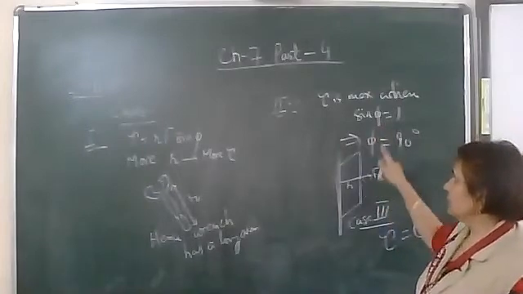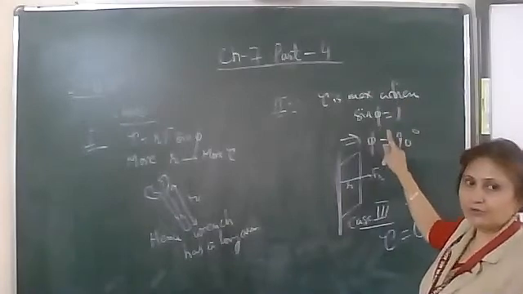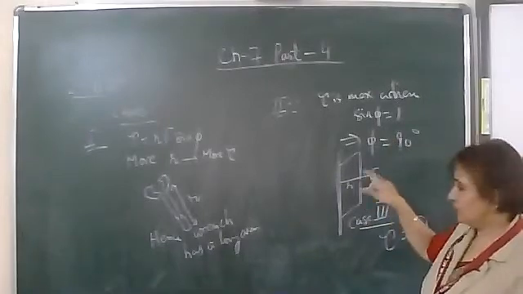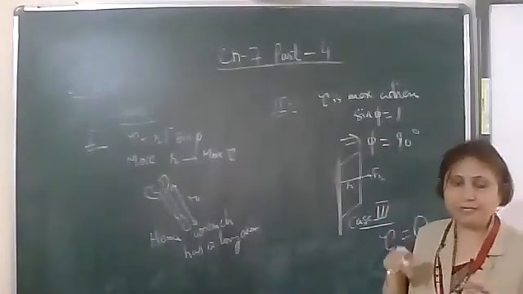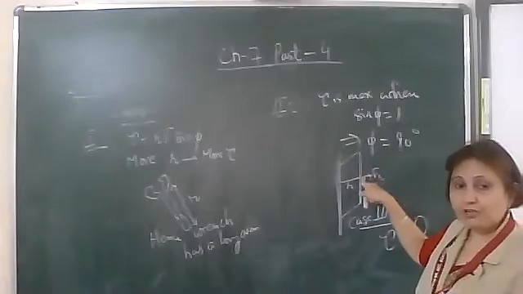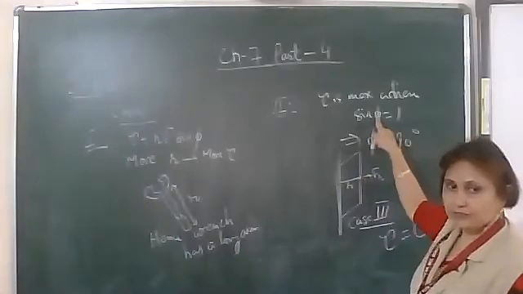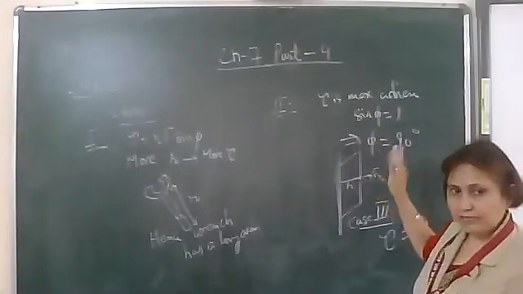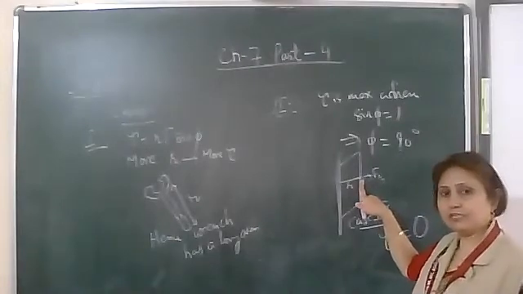Now here, tau is equal to R into F into sine phi. If phi is equal to 90 degrees, that is, the angle between R and F is 90 degrees, when you are applying the force perpendicular to the plank of the door, what is that force called? It is the transverse component of the force, and due to the transverse component of the force, the torque is maximum.